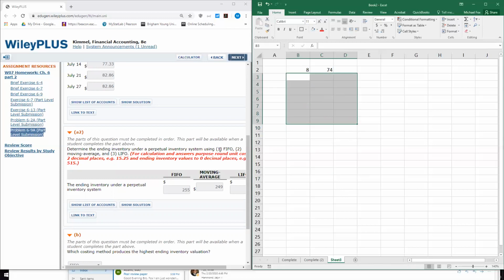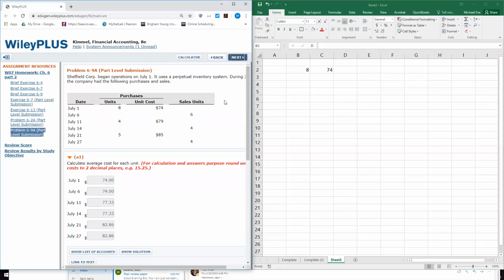I would say, okay, I have 8 units that cost $74, and then I sell 6. So after I sell 6 of those, I now have 2 units that cost $74. Then on the 11th, I purchased 4 more that cost $79. So I might even separate that by a line, so that's what I have in inventory at this point. Then on the 14th, I sell 4. So which 4 do I sell? The last ones in. So after that sale, I'll have 2 left that cost me 74 in my inventory.